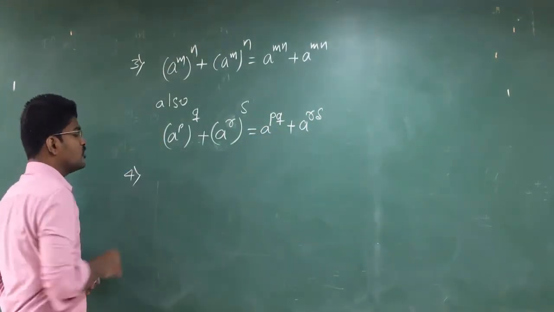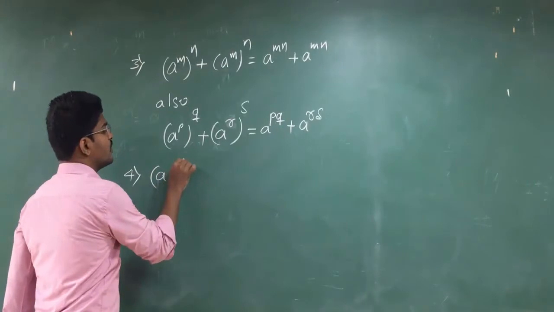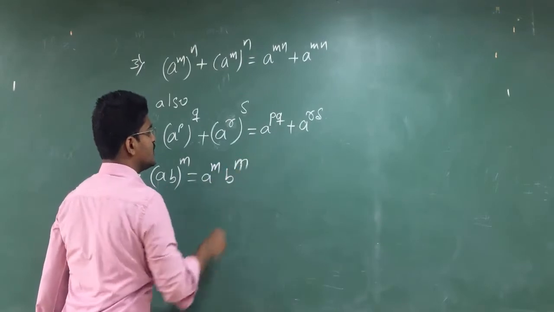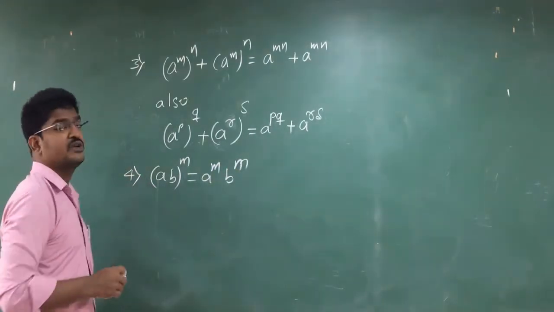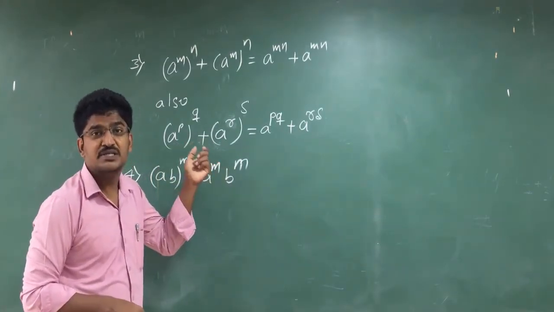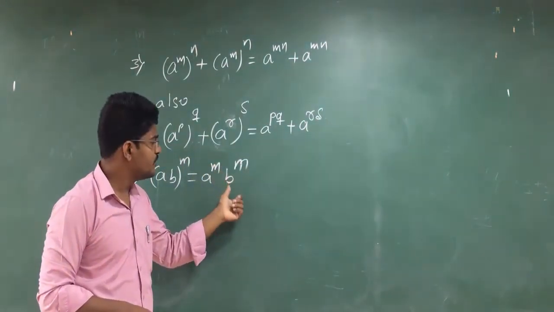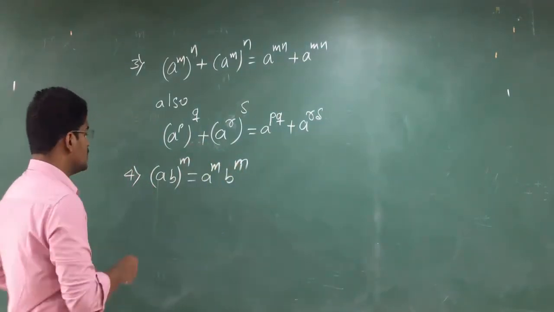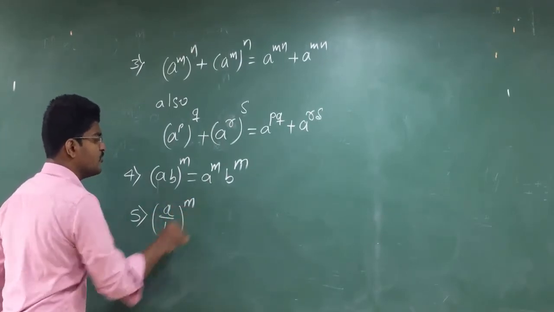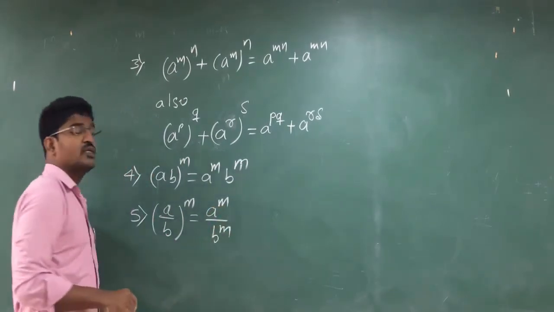Next, fourth one, that is (ab)^m can be written as a^m multiplied with b^m. This is also a very basic fundamental rule. a is multiplied m times, b is also multiplied m times. Clear? So (ab)^m can be written as a^m multiplied with b^m. Okay? So now fifth one, that is (a/b)^m can be written as a^m divided by b^m.